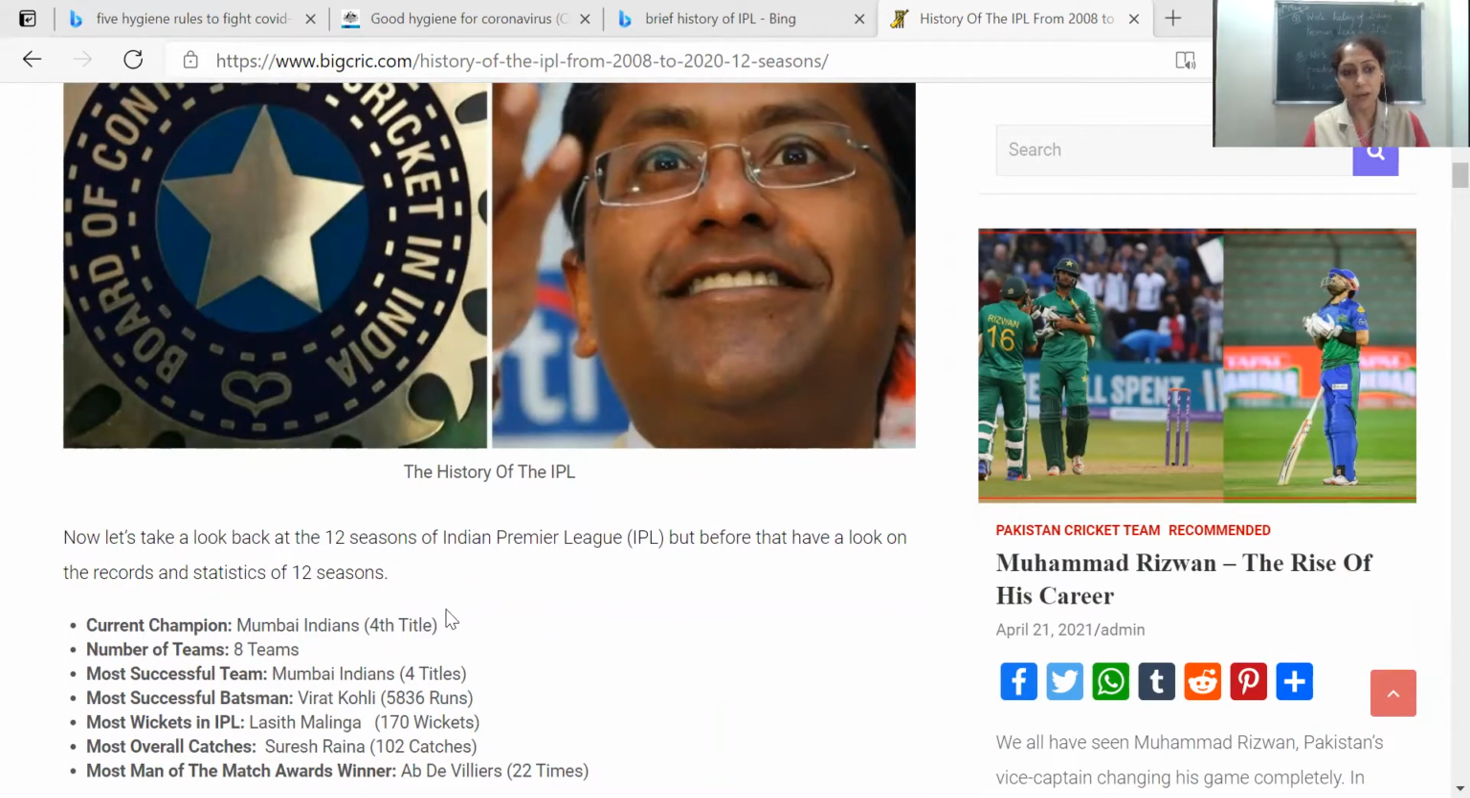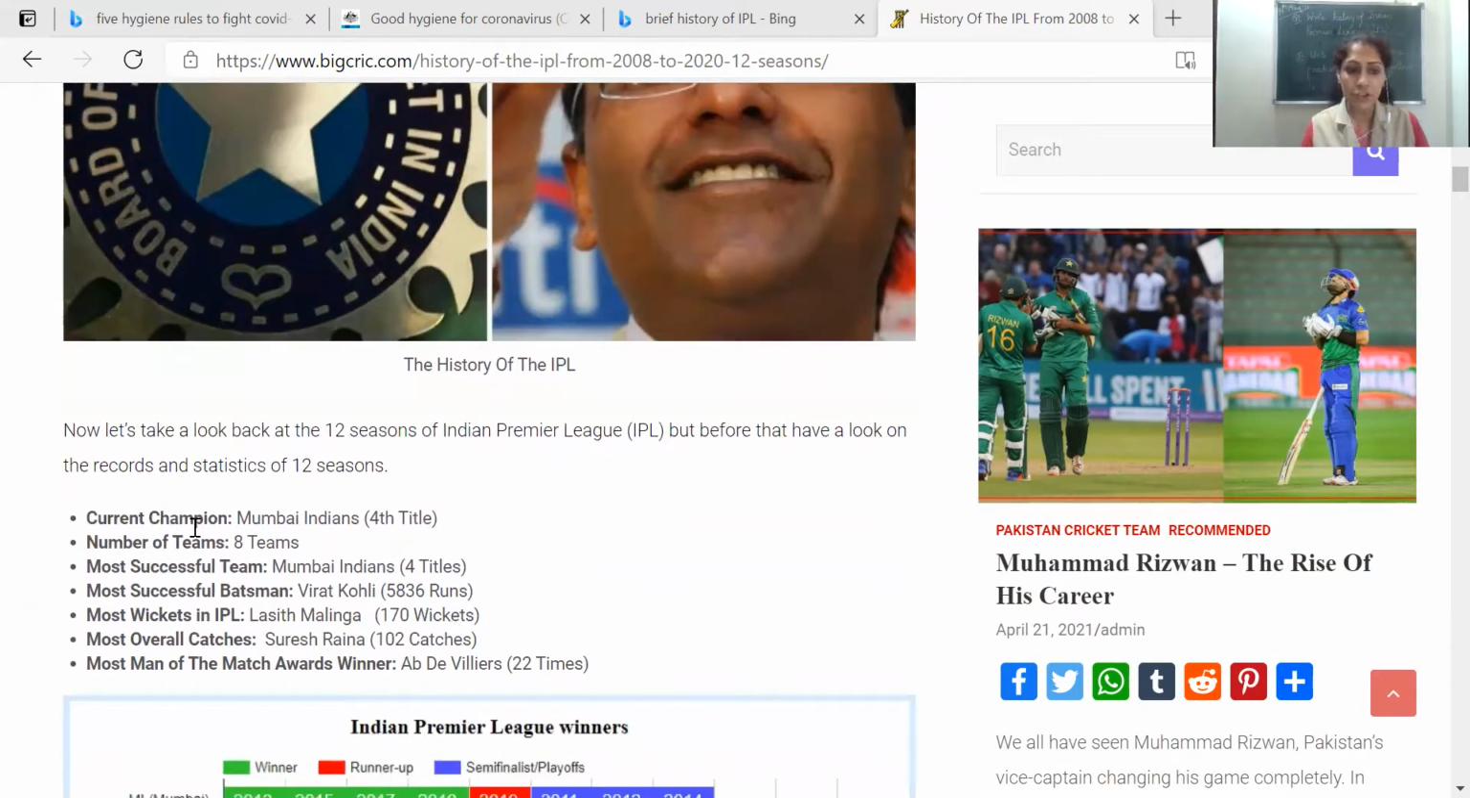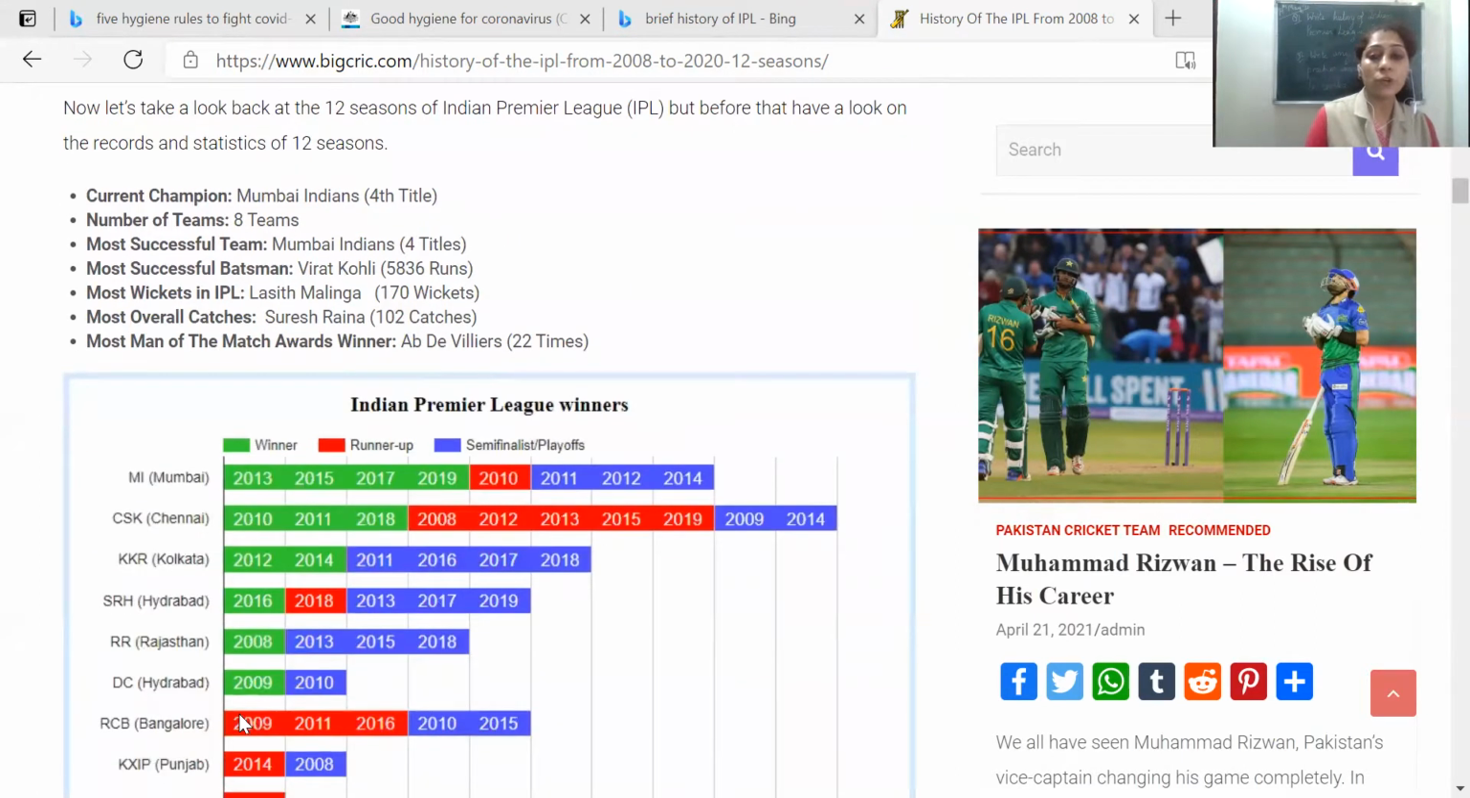But before that, have a look at the records and statistics of 12 seasons. Current champion is Mumbai Indians, 4th title, number of teams 8. Most successful team is Mumbai Indians, 4 titles. Most successful batsman is none other than our Virat Kohli, 5836 runs. Most wickets in IPL, Lasith Malinga, 170 wickets. Most overall catches, Suresh Raina, 102 catches. The most man of the match award winner, AB de Villiers, 22 times. Now, students, you must be knowing the formation of the Indian Premier League.